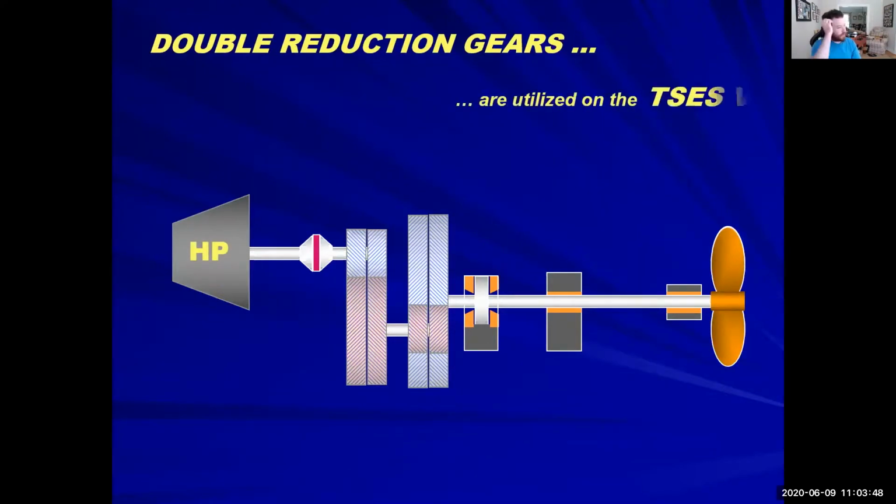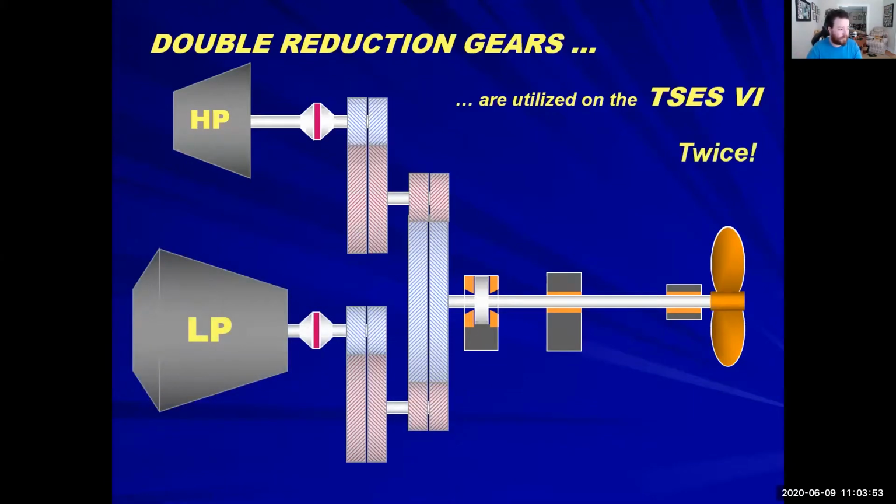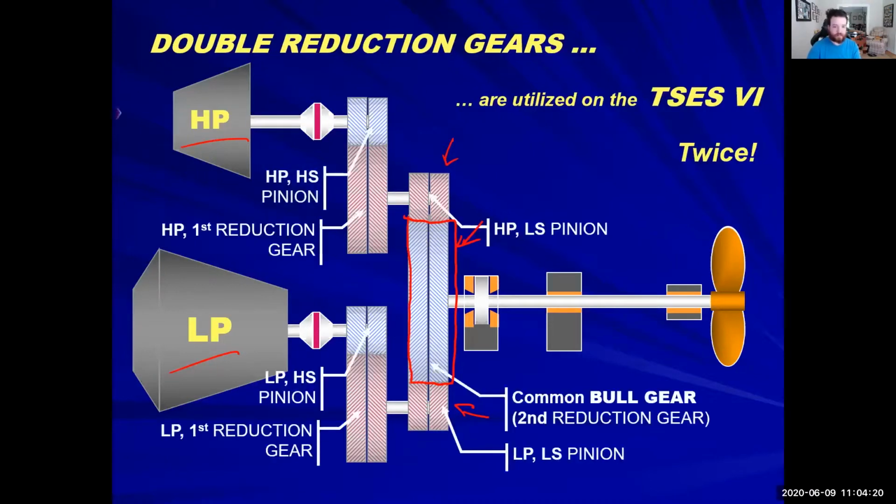So what about those LP turbines, I hear you ask? Well, let's talk about it. So we have our HP and our LP turbine. Both will go through double reduction, and both will meet up at this bull gear right here, this large reduction gear. When they get to this position, that reduction gear has to spin at the same speed. It's geared into two different pieces of machinery.